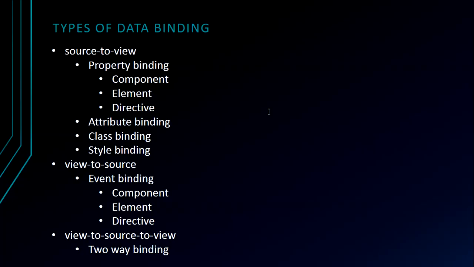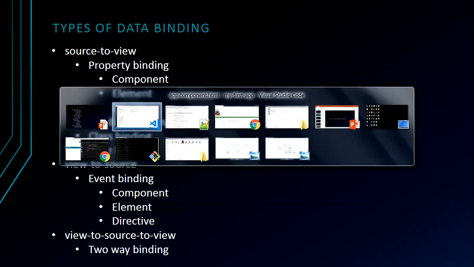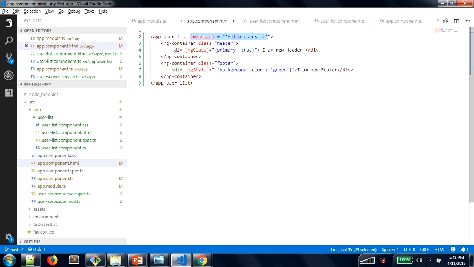The third type of property binding is directive property binding. We have already seen this in the previous examples about directives, which are attribute directives, like ngClass. Using the ngClass directive, we assign a class. So these are the three types of property binding.